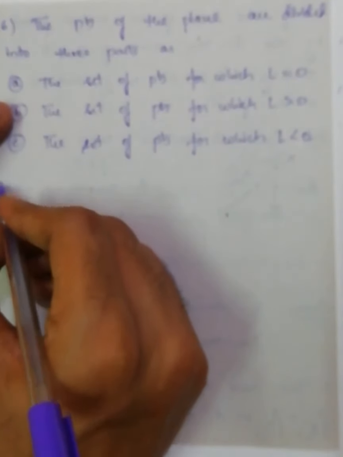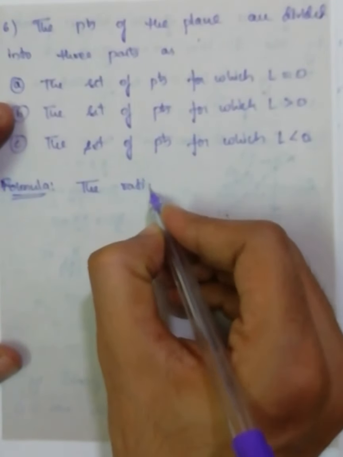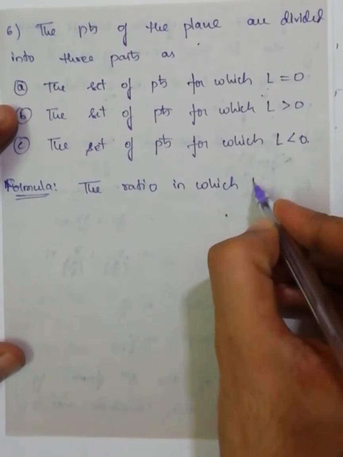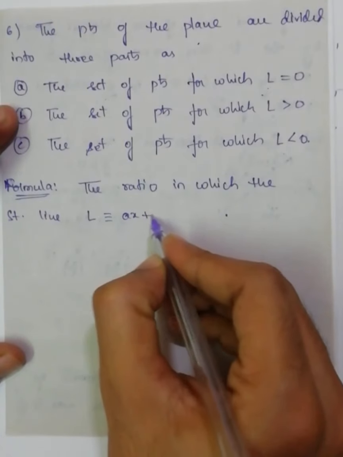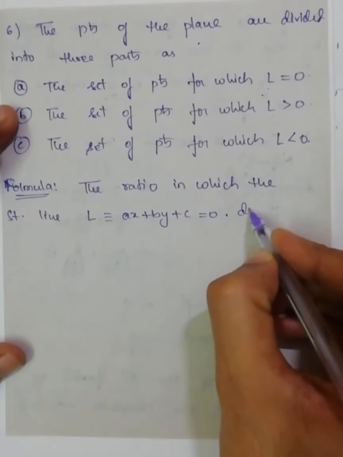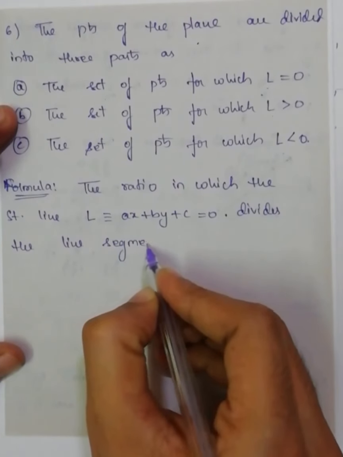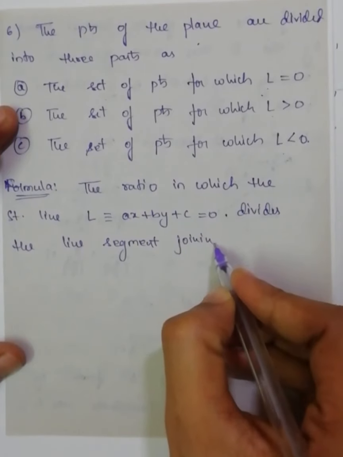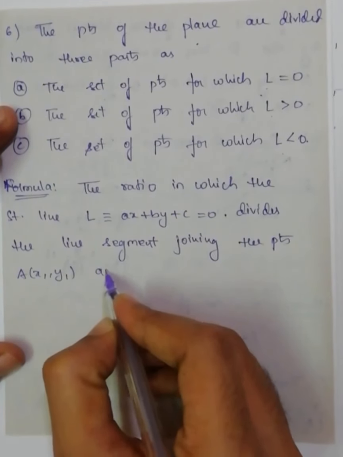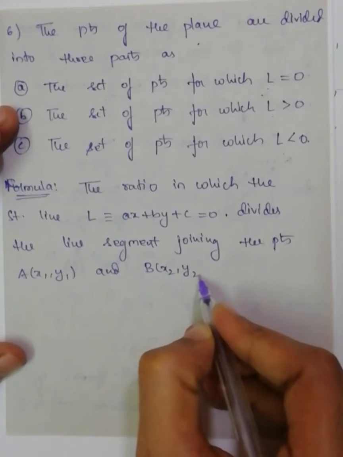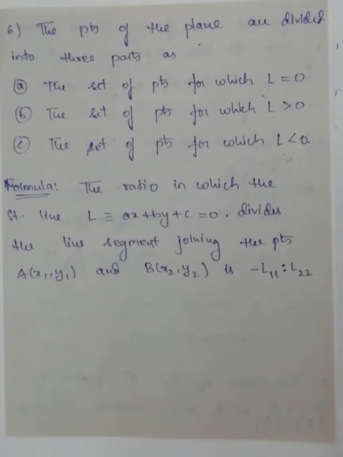Now note the formula. The ratio in which the straight line L, ax plus by plus c is equal to 0, divides the line segment joining the points A of x1 comma y1 and B of x2 comma y2 is minus L11 is to L22.